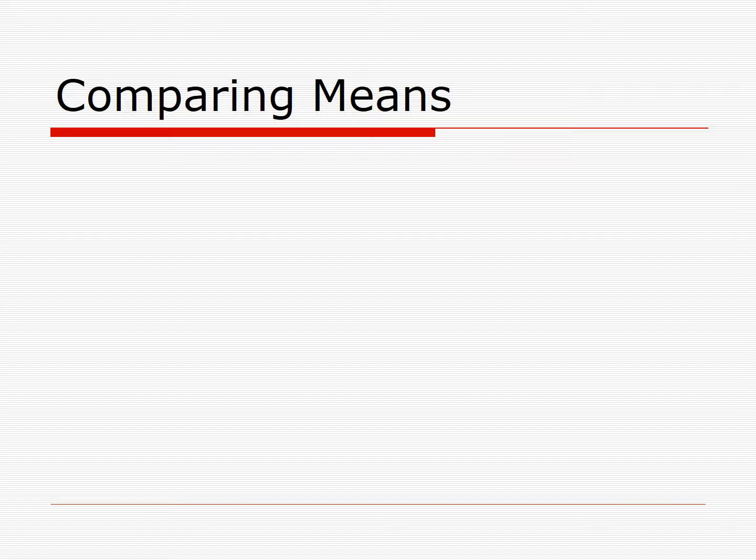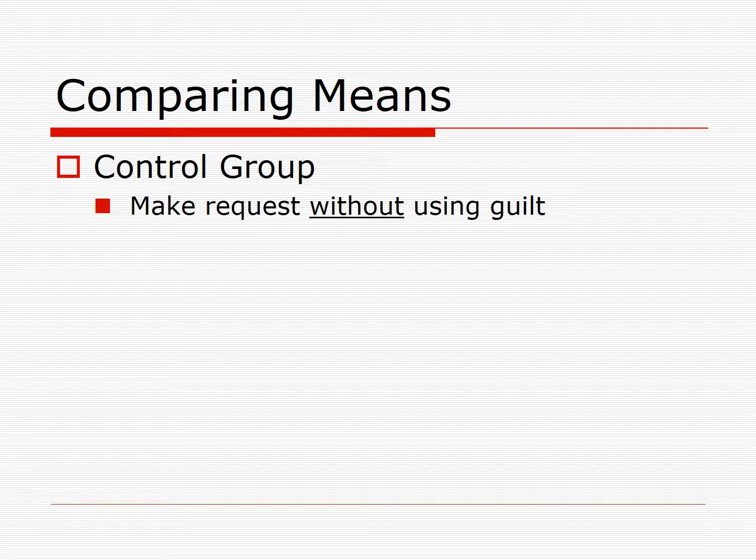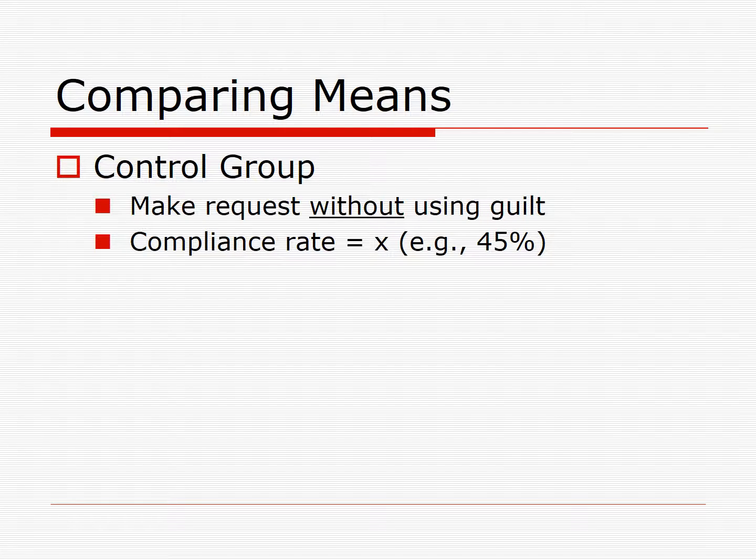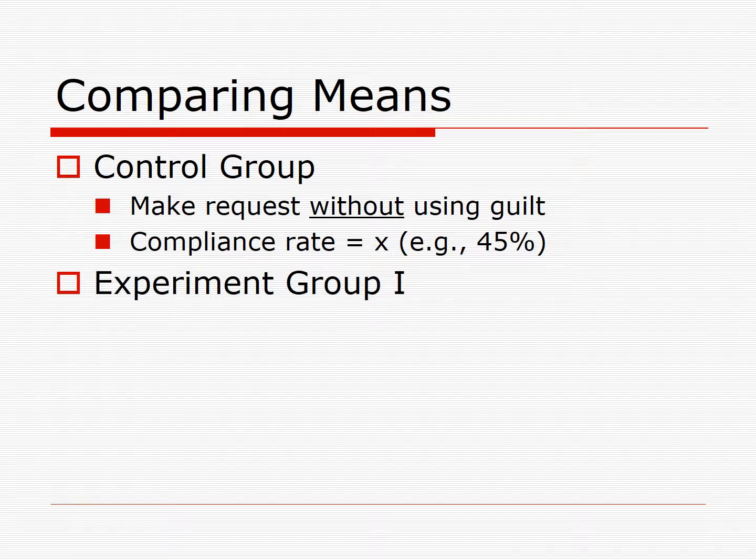Another way of doing research is by comparing means, right? And say, so sometimes we're comparing pre-test and post-test what the change was, but sometimes we don't do a pre-test, right? So what we do is we'd say we're going to make a request without using guilt, right? And our compliance rate, will you support this? And we don't use any guilt at all. Will you support the animal shelter? This compliance rate support is 45%.